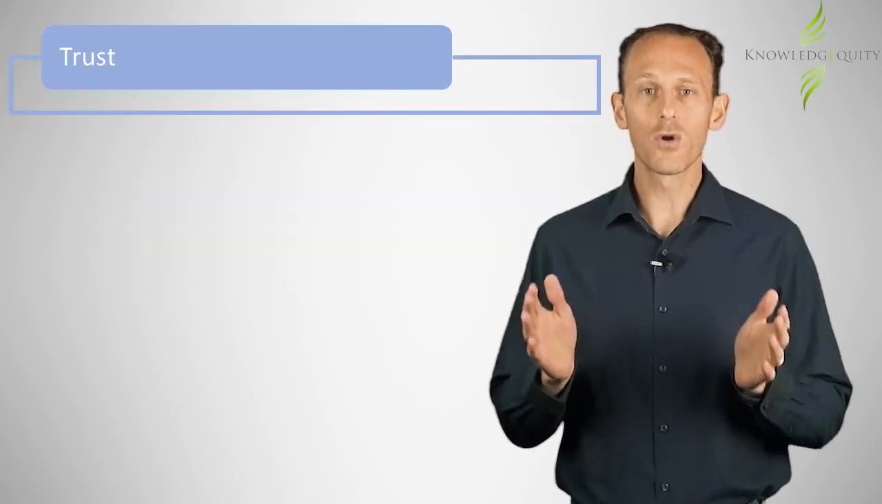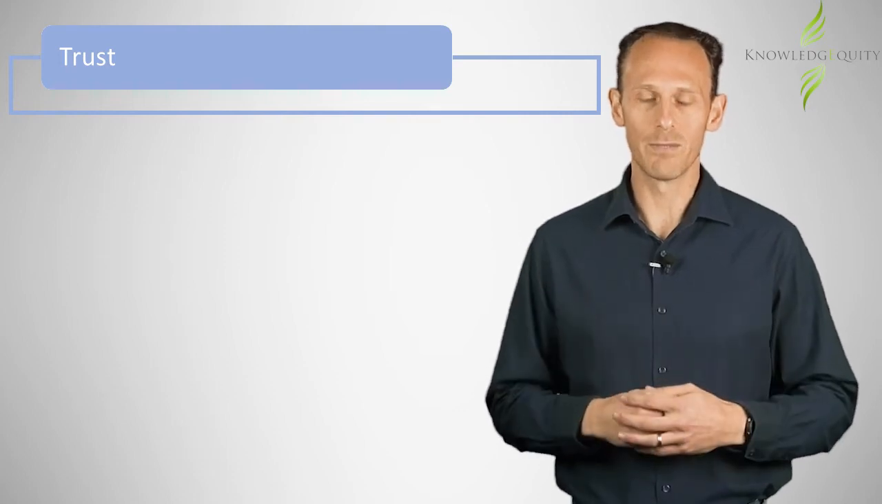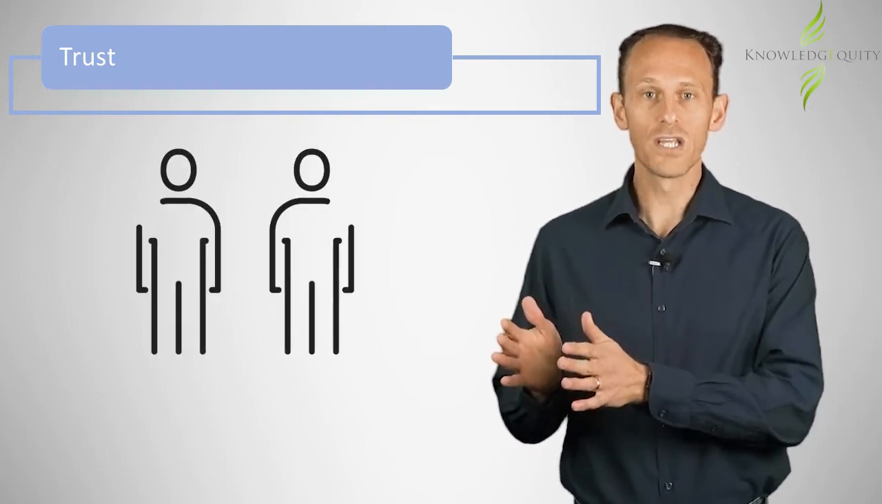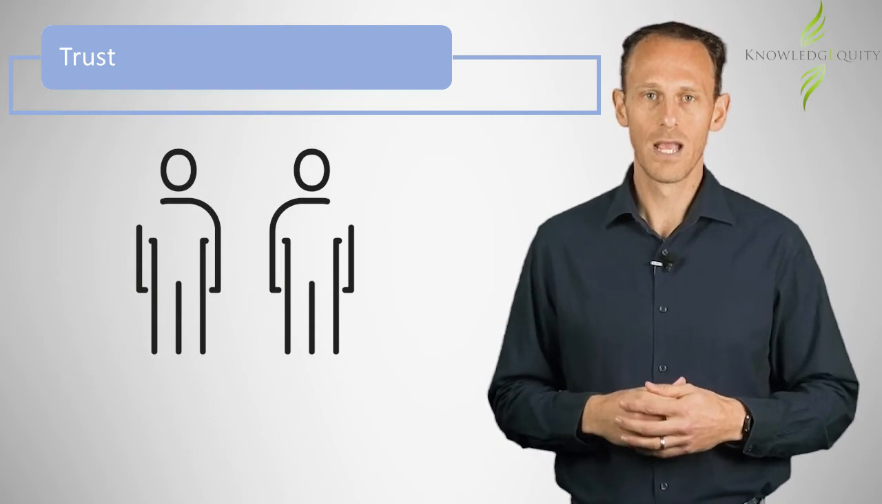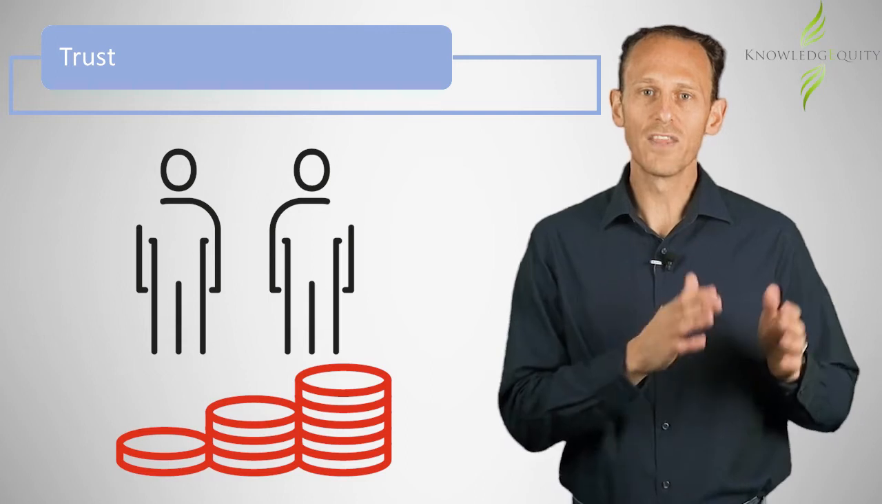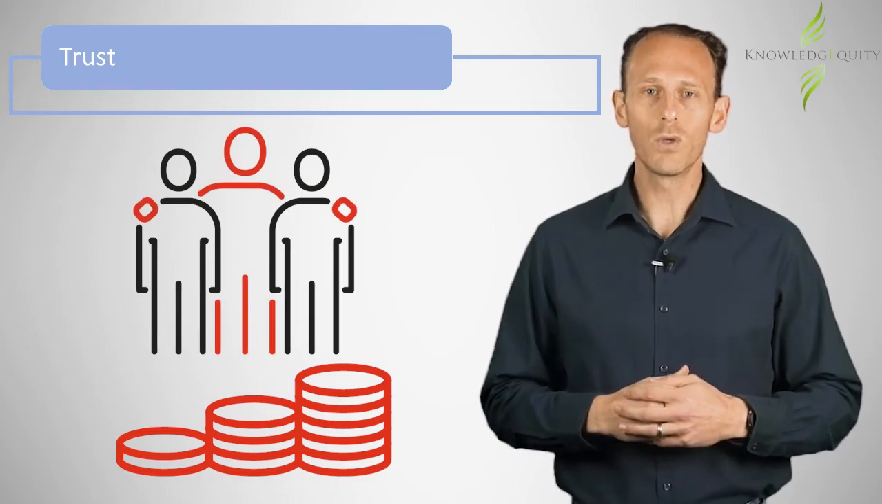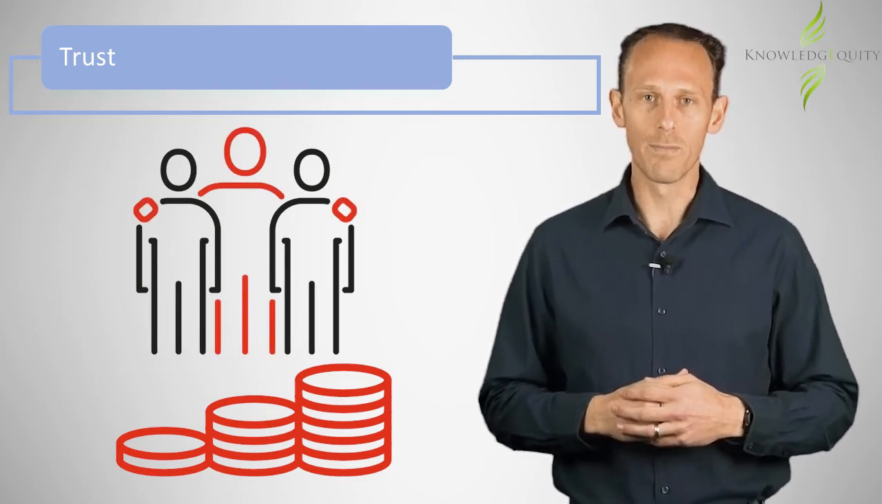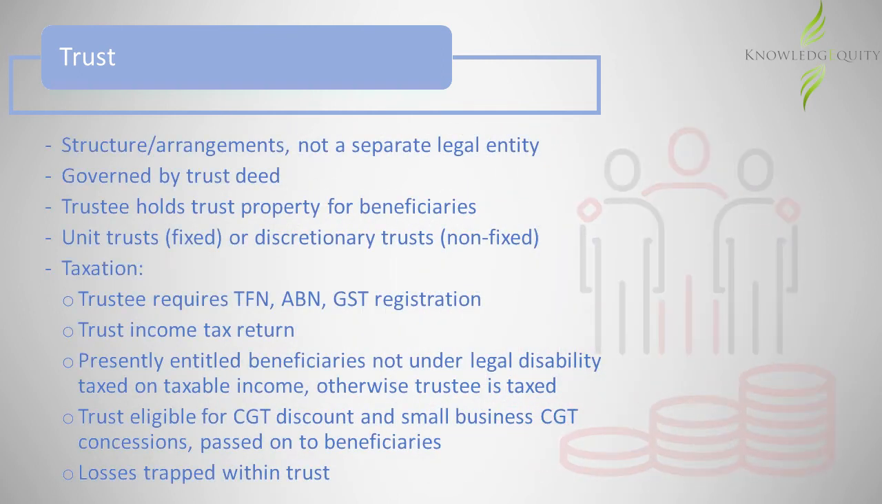Trusts are structures or arrangements that have three main elements: the beneficiaries, who hold an interest in the trust; the trust property, which refers to the assets of the trust; and the trustee, who has the role of looking after the trust property for the beneficiaries. Trusts are governed by a trust deed, through equitable principles established by the courts, and by state and territory legislation in the form of trustee acts.